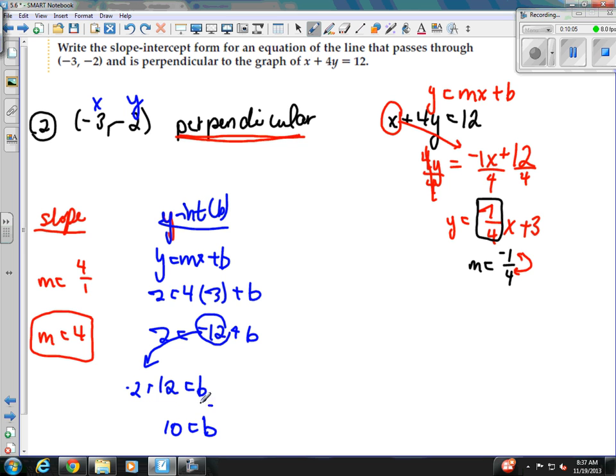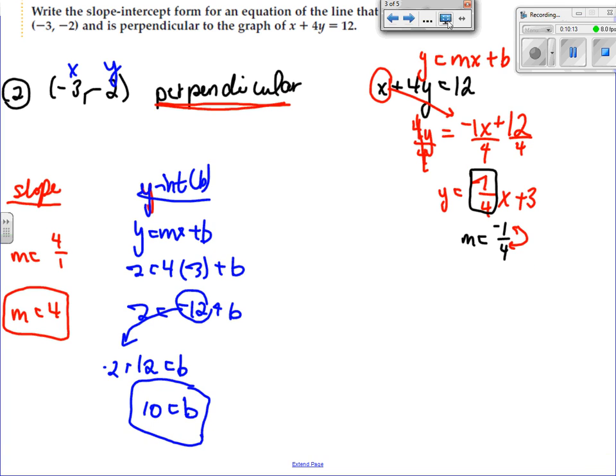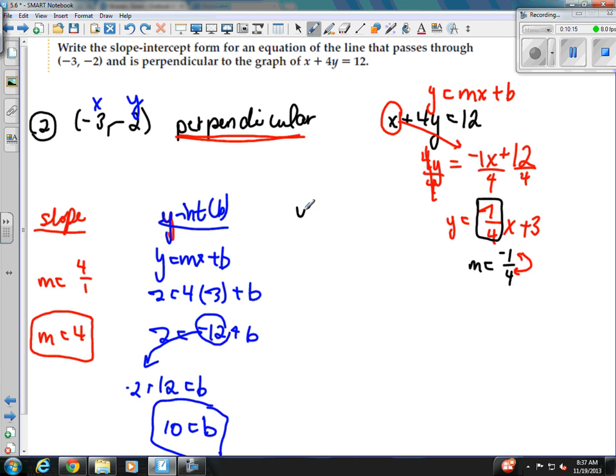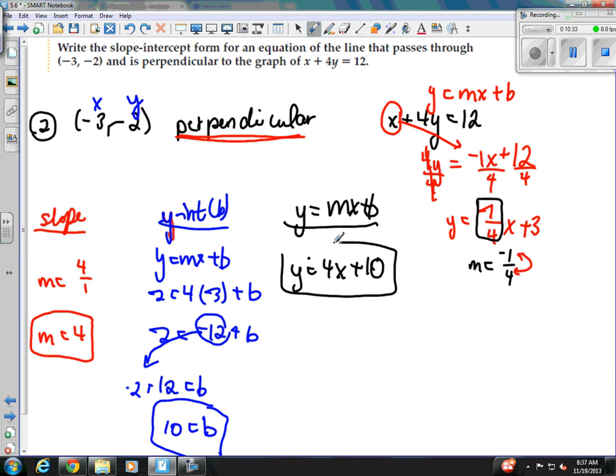So I have my m. I now have my y-intercept of 10. Now we just plug it all back into our formula y equals mx plus b. And as always, y and x stay variable, so y equals, we said our new slope was 4x, plus our new b is 10. There we go. And that is our equation for a line that is perpendicular to our first one. And that finishes up for our parallel and perpendicular lines.